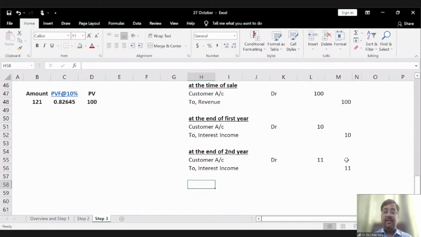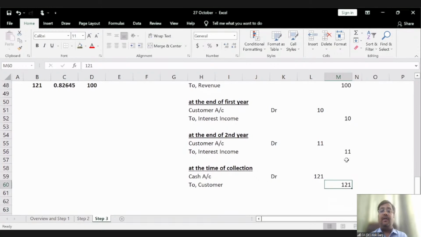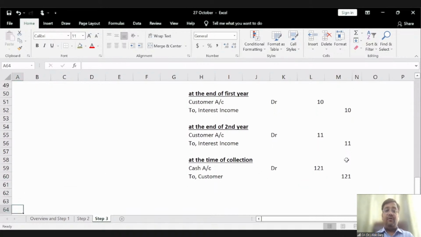Now what will be the next entry? At the time of collection, cash account debit to customer account. How much money are we getting? We are getting 121. So this customer account will be nullified. So these are the accounting entries in case of significant financing component. I hope it is clear to all of you, friends.